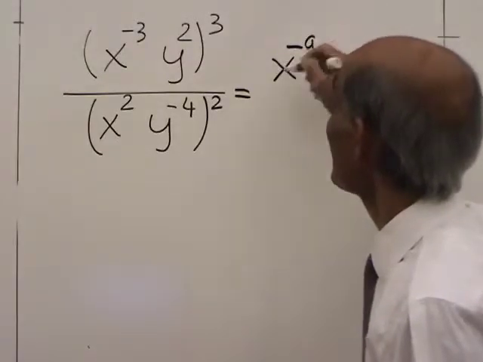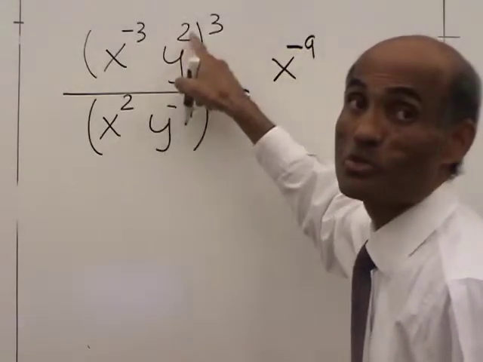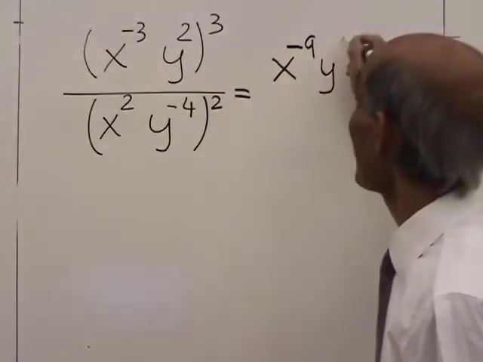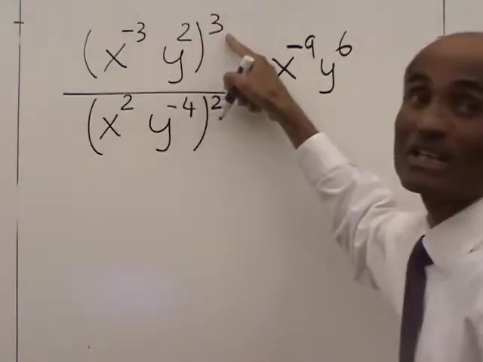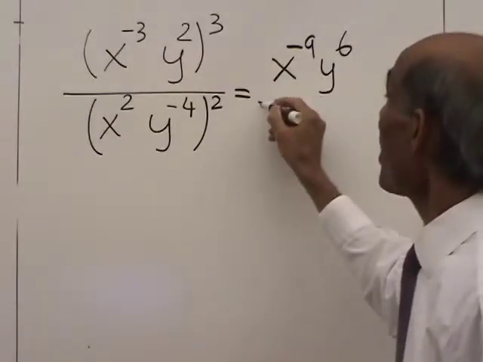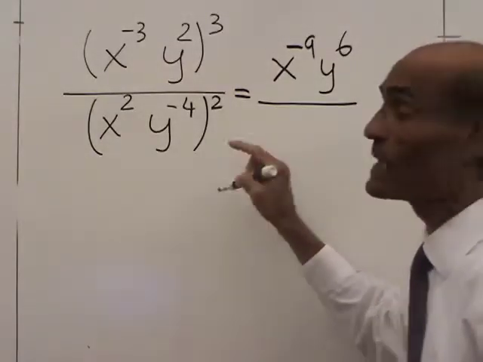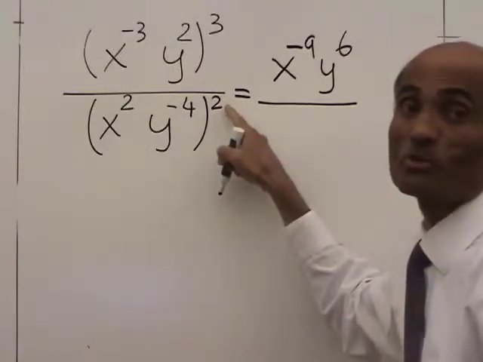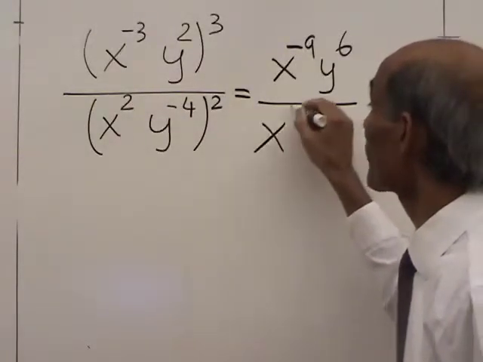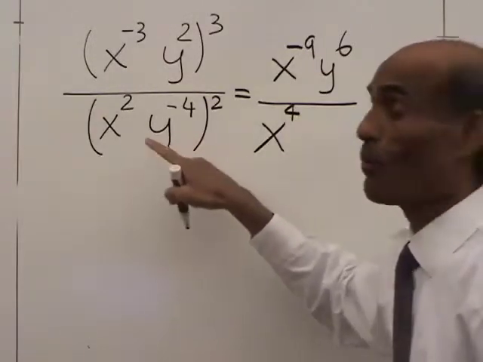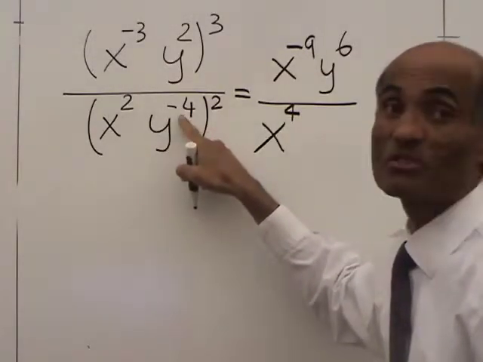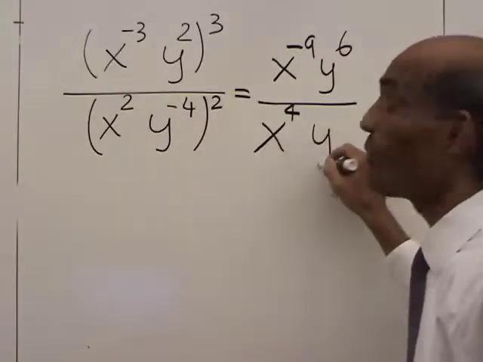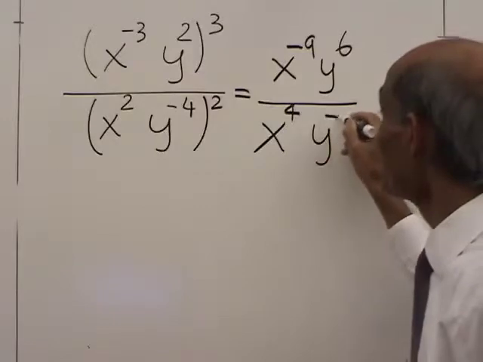be negative 9. Y to the power of 2 raised to the power of 3 is y to the power of 2 times 3, that is 6, over on the denominator x to the power of 2 raised to the power of 2 is x to the power of 4. Y to the power of negative 4 raised to the power of 2 will be y to the power of negative 8.